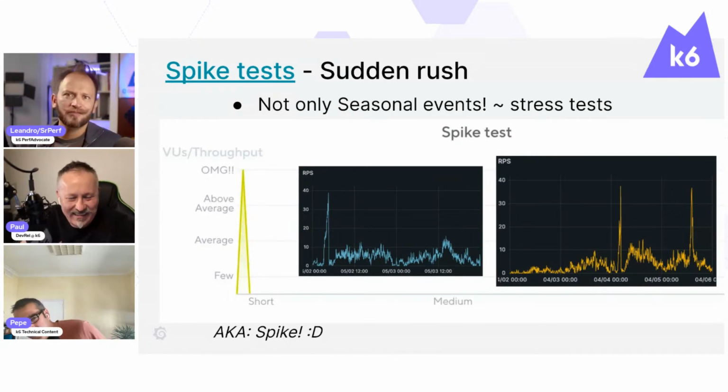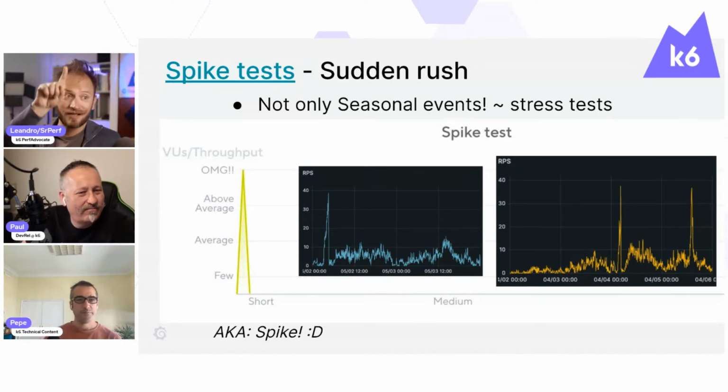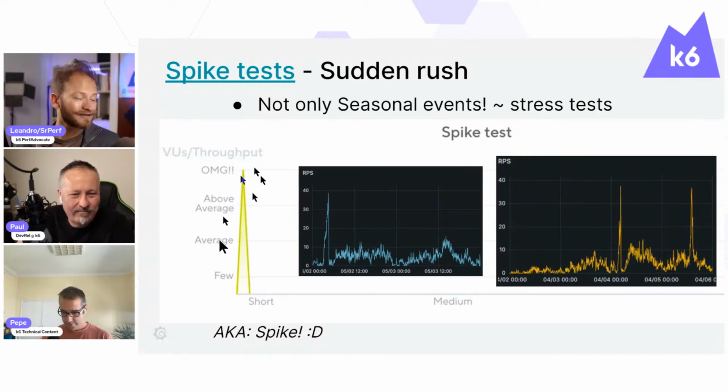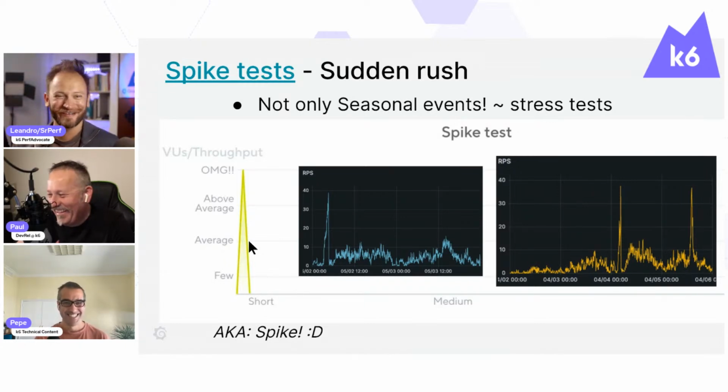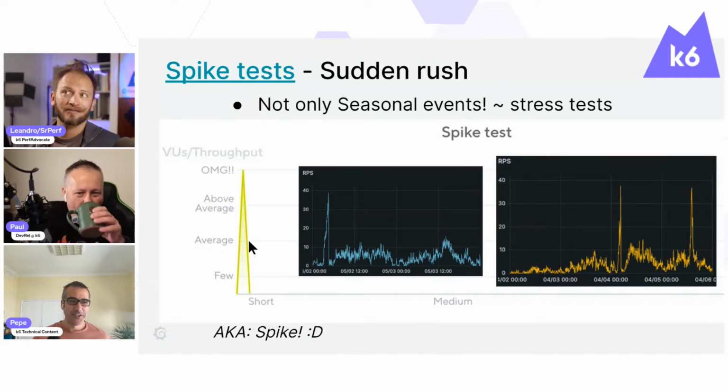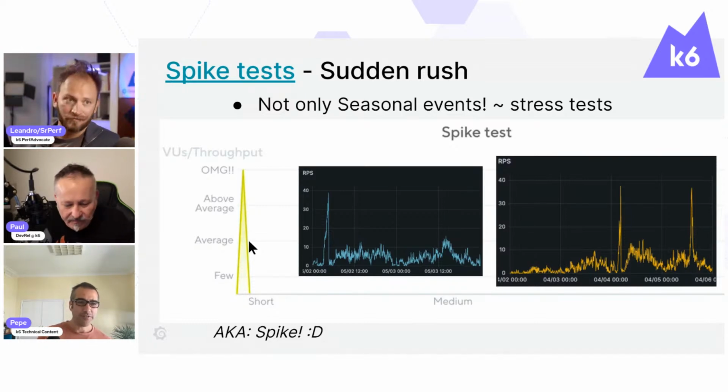Sudden rush here and there, but spike test is, I think, this one, because the shape that the graph forms here is very hard to miss, right? A sudden, incredible rush up to levels that are, oh my God, unrealistic. It's a very, very high amount of activity that you will receive suddenly in a moment. We can think of some events out there.